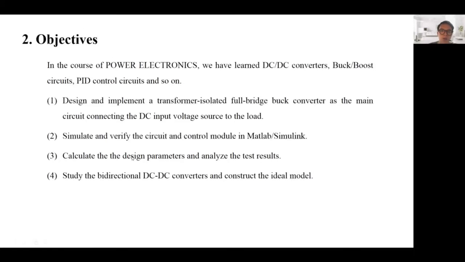This is our objectives. First, design a transformer-isolated full-bridge buck converter as the main circuit. Second, simulate and verify the circuit in MATLAB Simulink. Third, calculate the design parameters and analyze the test results. Finally, study the bidirectional DC-DC converters and construct the ideal model.